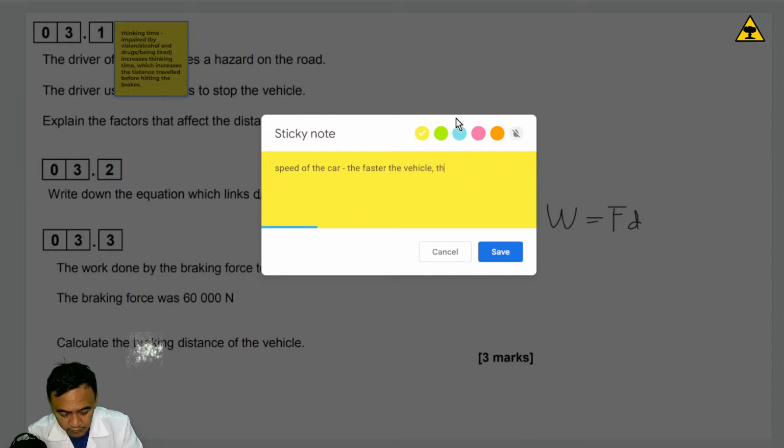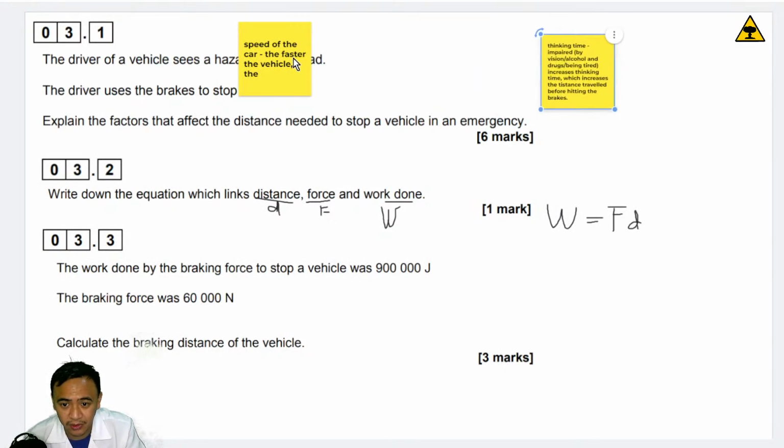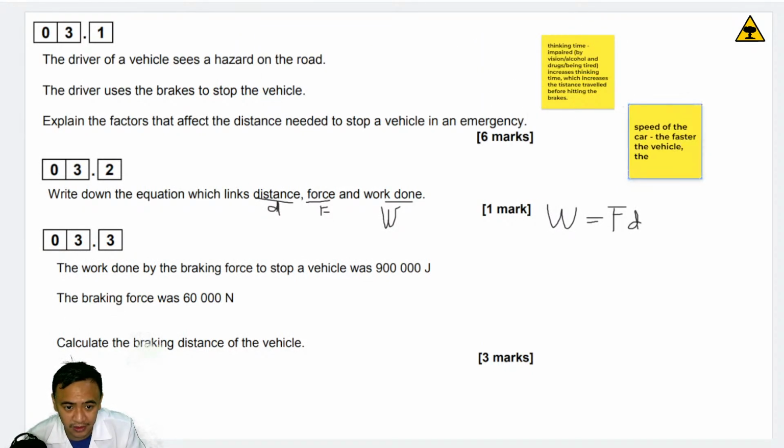The answer is 15 meters. 15 meters is correct. Okay, so that's one, that's another. Correct. Can you tell me how you got 15 meters? Yeah, 15 meters.